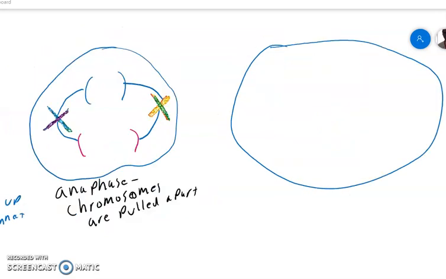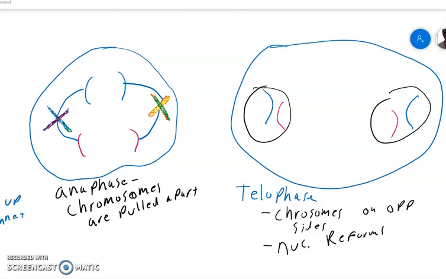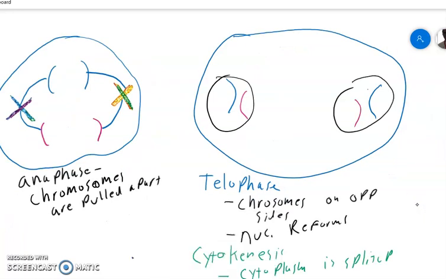Now, the last phase is telophase. I like combining this with cytokinesis. The chromosomes have now migrated to opposite sides, and the nuclear envelope reforms. Now we get cytokinesis at the end of telophase. Cytokinesis is basically dividing everything in equal halves. So each half of the cell, this is going to become two cells, gets half of the organelles, half the cytoplasm, etc. So cytokinesis, the cytoplasm is split up.